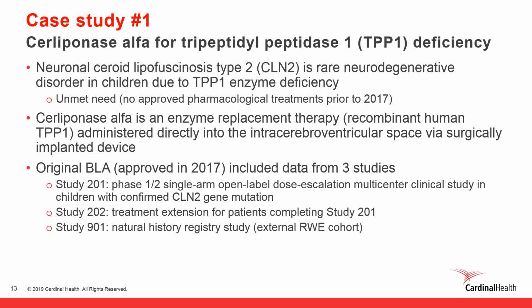So study 901 included patients from what was called the DEM-Child Registry, which was an independent consortium that collects and analyzes clinical, genetic, and biomarker data in patients with neuronal ceroid lipofuscinosis, including CLN2 patients. In study 901, this natural history cohort, there were 69 patients who were enrolled.